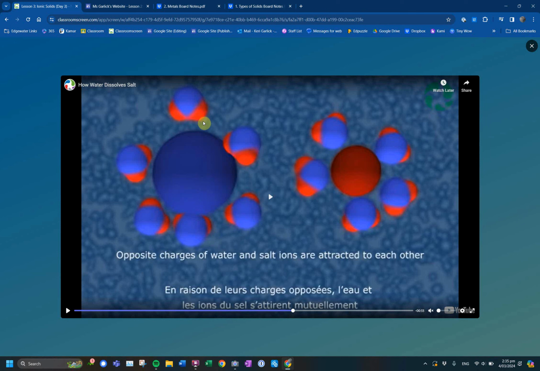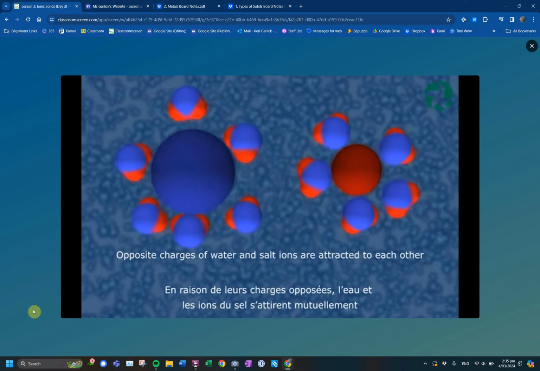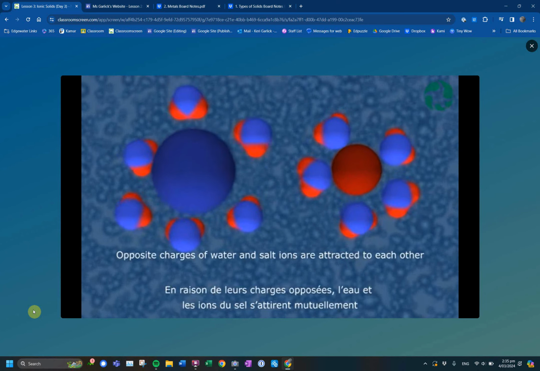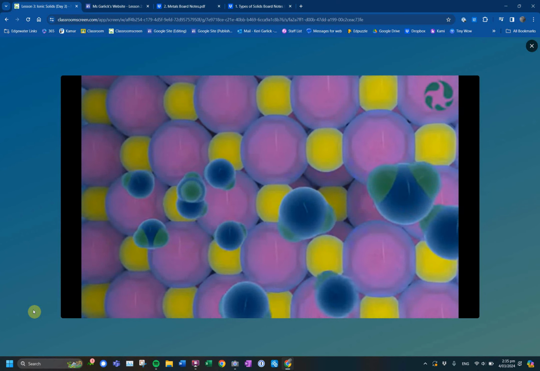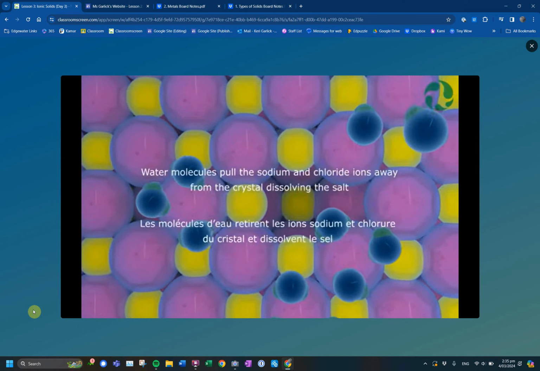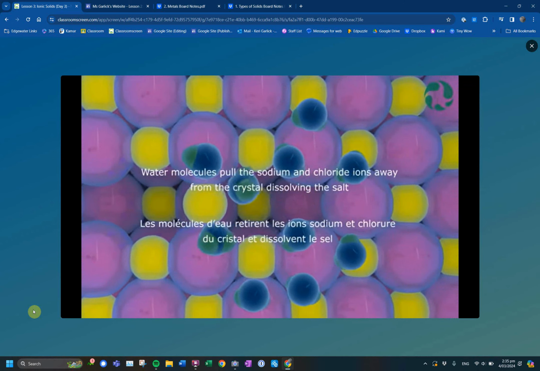So in this case, the water molecule, the slightly positive side, has surrounded the chloride, and then in this case here, the sodium, that's the positive ion, you have the oxygen end of the water molecule, which is slightly negative, surrounding it and isolating it. So because it's able to isolate it, it's able to pull it apart. So that's what is basically happening at the molecular level for dissolving.